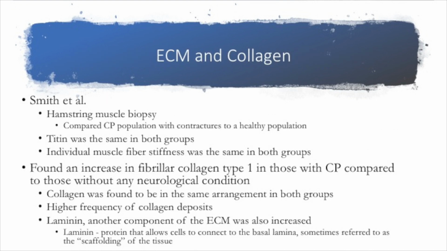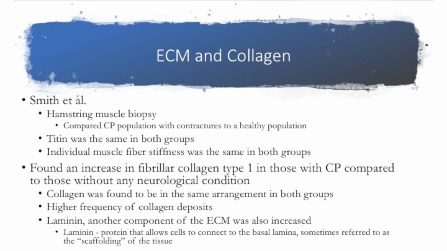A study done by Smith et al. looked at different parts of the muscle of children with cerebral palsy to determine what element was altered that allowed for contractures. The researchers looked at a biopsy of the hamstring in both children with CP and children without any neurological condition. From a biopsy of the hamstring, they found that titin was the same in both populations, and the individual fibers themselves were not altered in stiffness. Therefore, these elements were not indicated in the cause of the contractures.